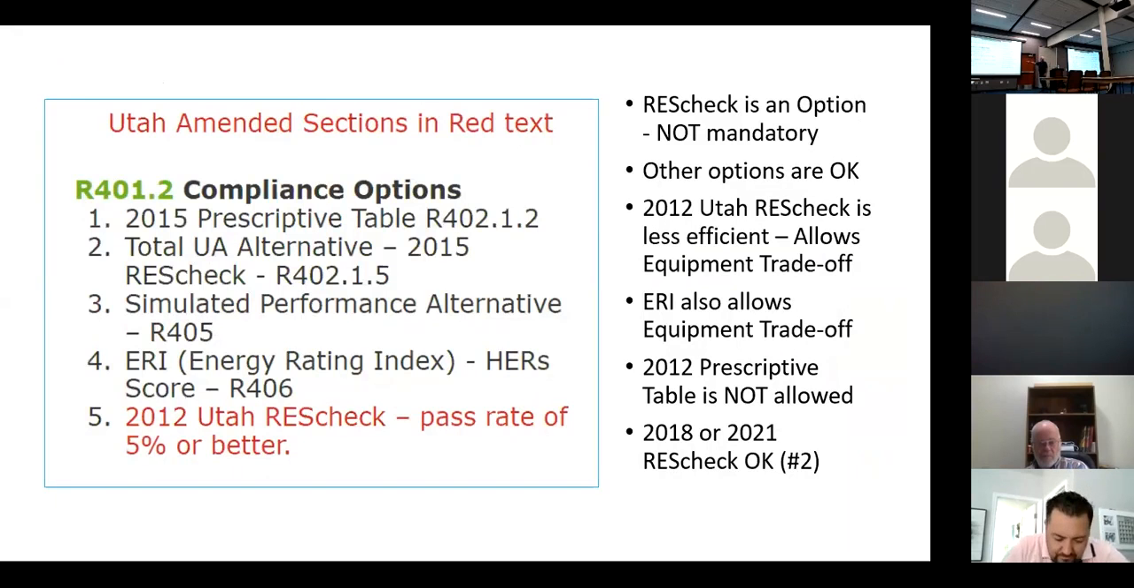There's our 5 options. I'm going to move forward. I am going to make a statement. Any jurisdiction out there that is saying you absolutely have to turn in a res check is wrong. That is not in the code. The code allows 5 options. Without state amendments, it allows 4 options. And only one of those 4 is a res check. So you're not enforcing the code if you make them choose one path when they have 4 options.